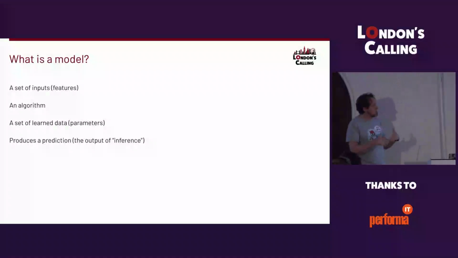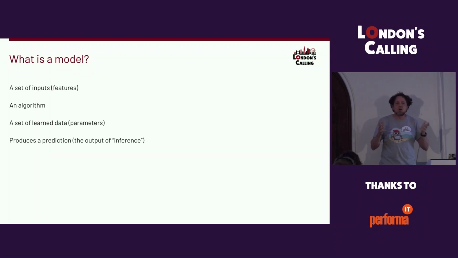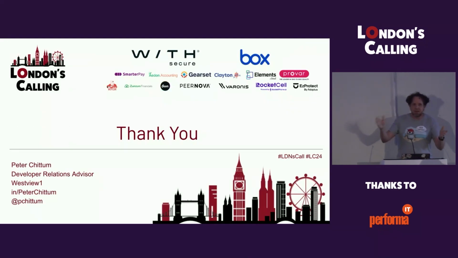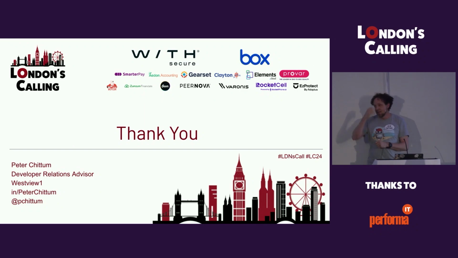But briefly, you could say an AI model is some kind of technology that contains a set of inputs, and we call those features. It has an algorithm of some sort, and then it has a set of learned parameters, learned data, which are called parameters, and then finally, it's going to produce a prediction. So if you take all of those things together, thank you. I hope you enjoyed my talk.